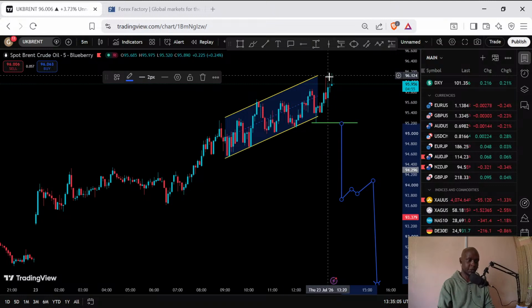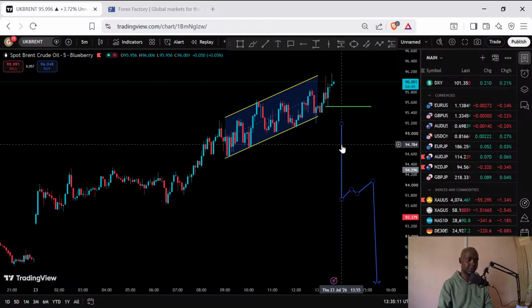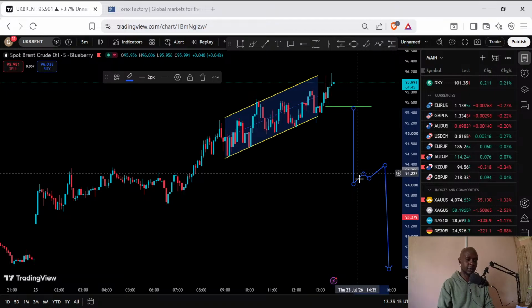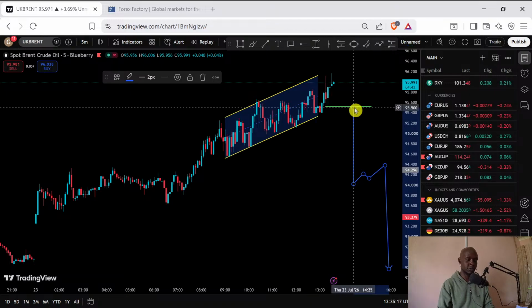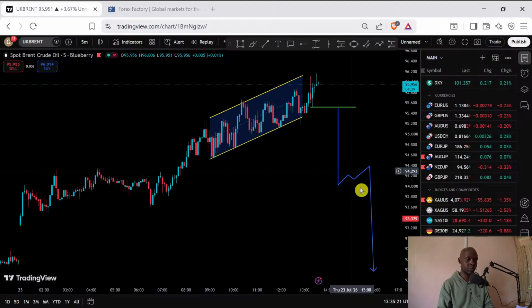Now that we've broken the high of this candle, I'm going to move my pivot low to the low of this candle. So I'm waiting to see if we can break this low with strong selling pressure. Then I'm going to look for pullback entries to short the market.